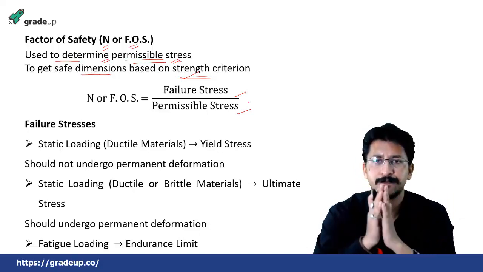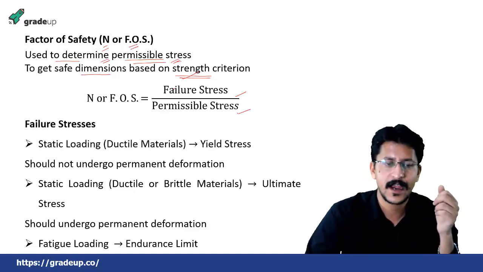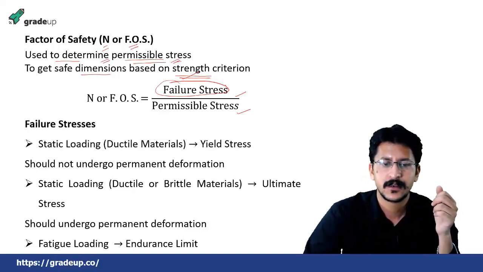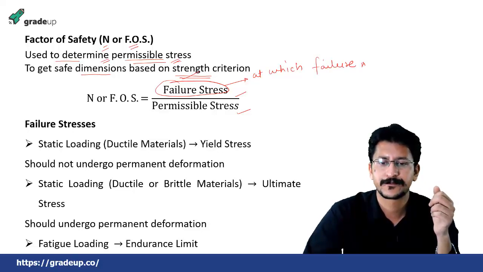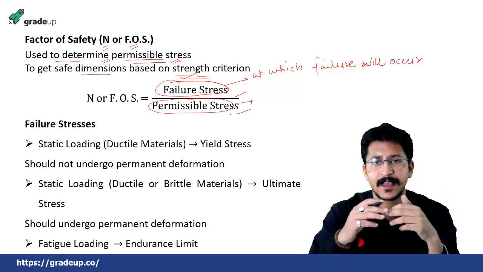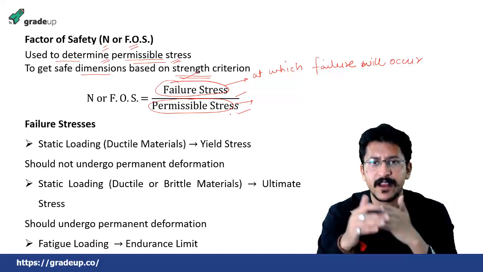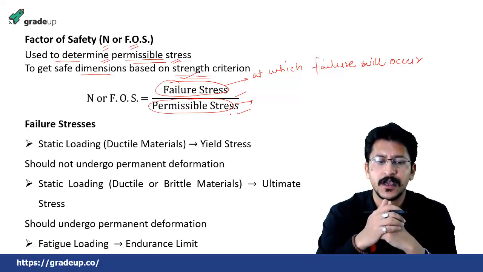Failure stress is that stress at which failure will occur, and the permissible stress is that up to which we can allow the stresses induced within our system or any machine component to extend.